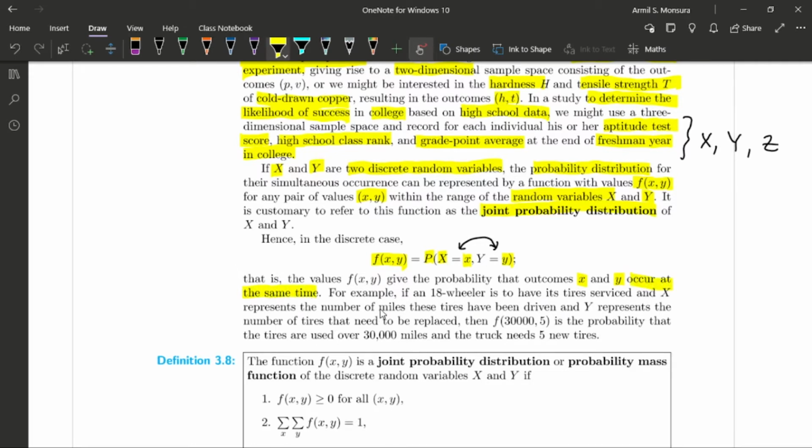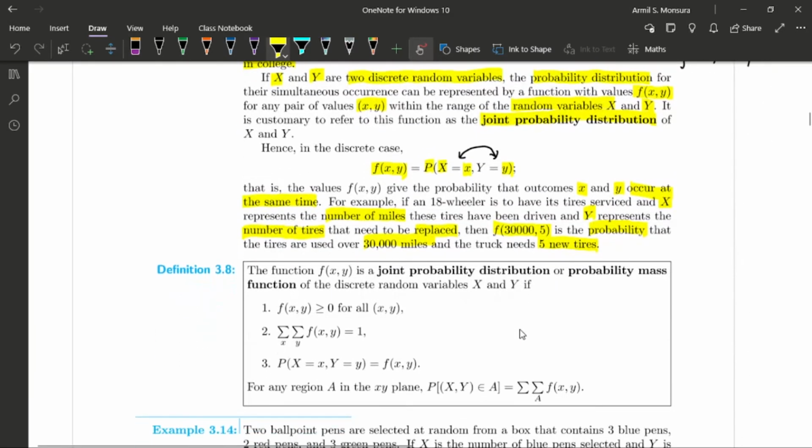Okay? So, for example, if an 18-wheeler is to have its tires serviced, and x represents the number of miles these tires have been driven, and y represents the number of tires that needs to be replaced, then the notation f of 30,005 represents the probability that the tires are used over 30,000 miles and the truck needs 5 new tires. Okay? So, yun yung ibig sabihin ng notation na to.